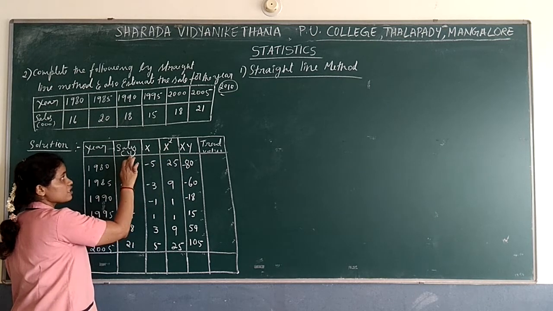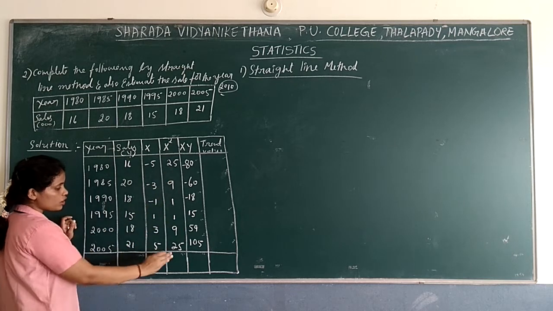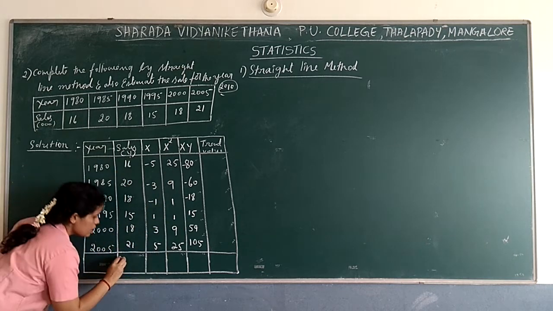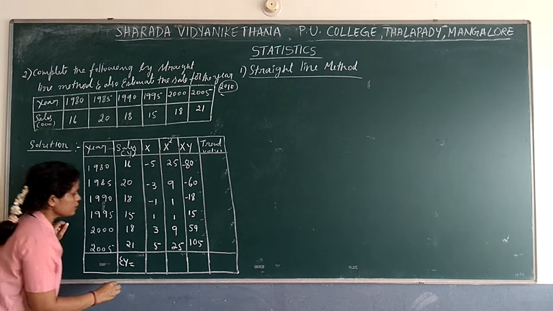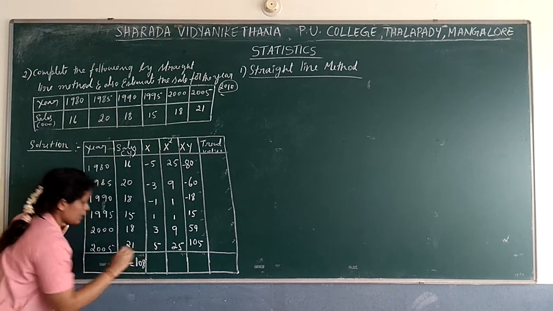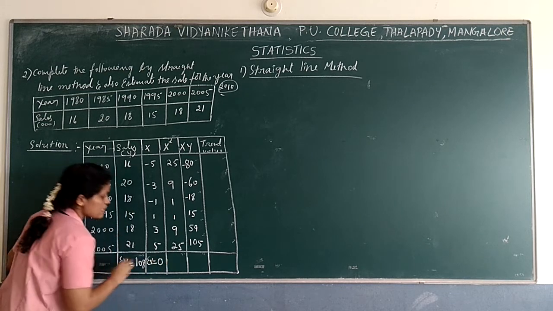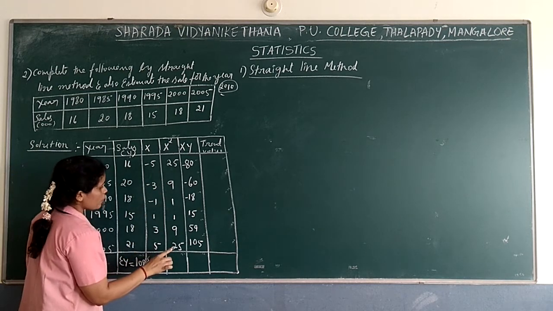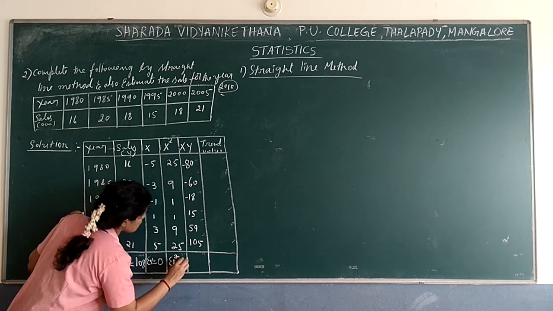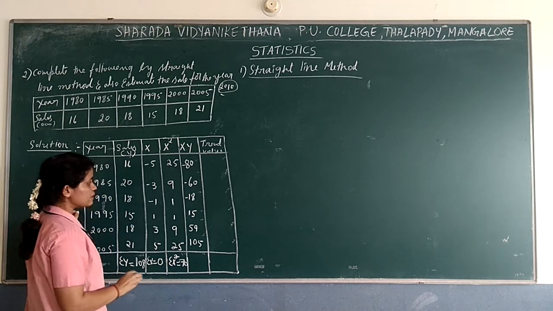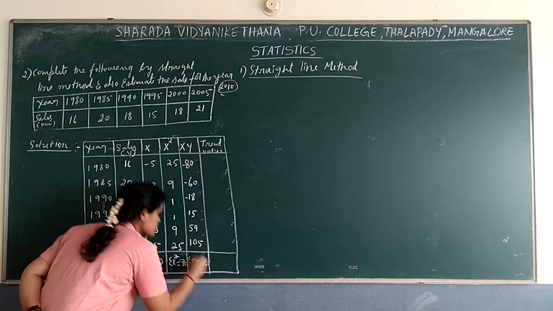X, y. Y is nothing but sales or production which they give in the problem. Now we need to total these columns. First we total y, that is sigma y, and when we total it we get 108, and here we get sigma x as 0 and sigma x square as 70. Then sigma xy we get as 16.